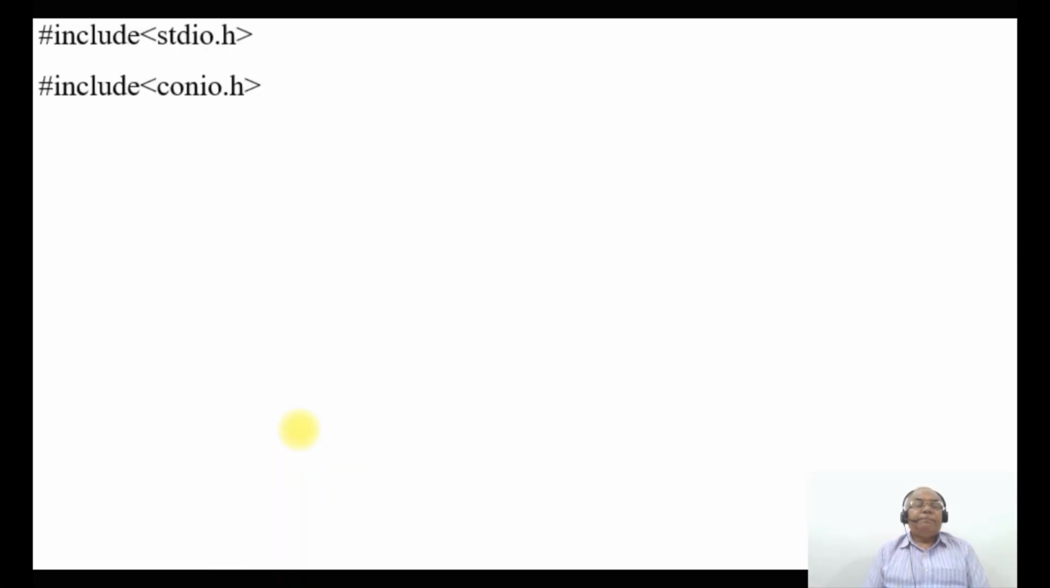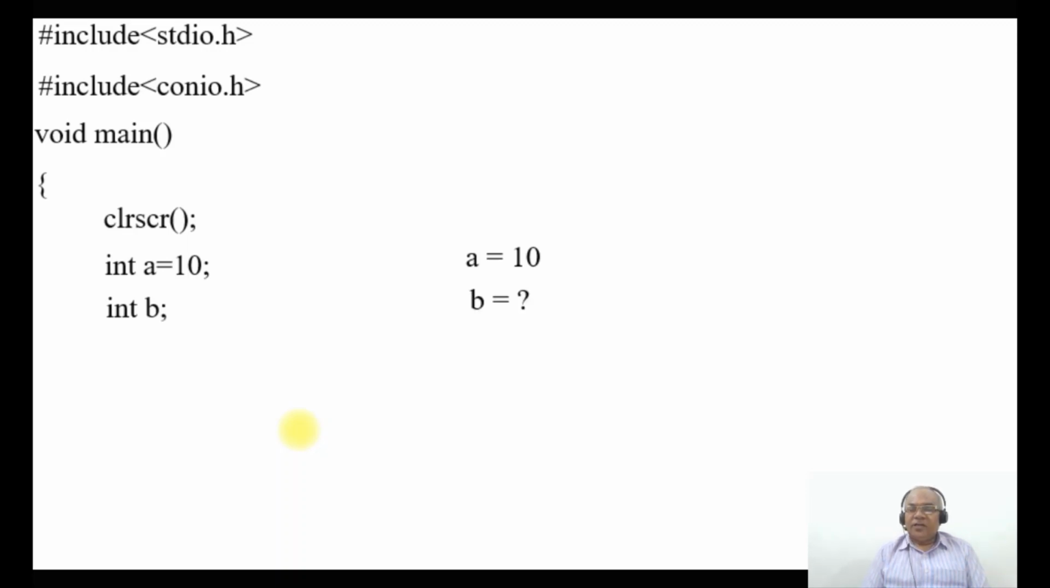Suppose you are using the pre-decrement. So clrscr, int a is equal to 10. So a is equal to 10, int b. For b, we need to find out what the value is. So b is equal to --a. So what does it do now? First it will decrement the value of a, that is a equals a minus 1, which is 10 minus 1, which is equal to 9. Then b is equal to a. So b is equal to 9.